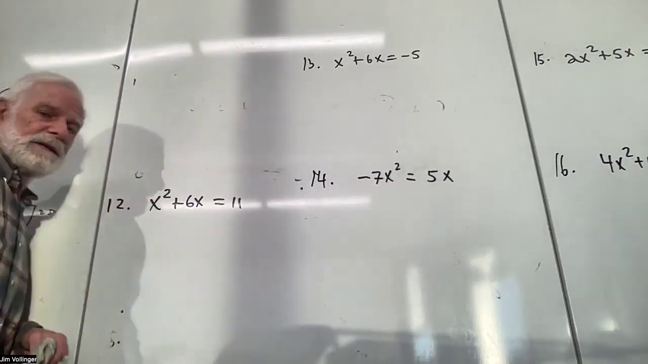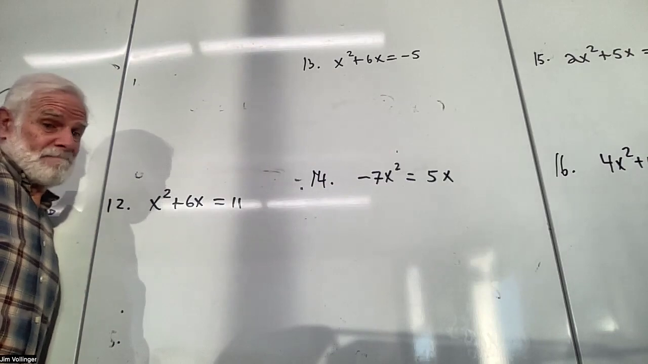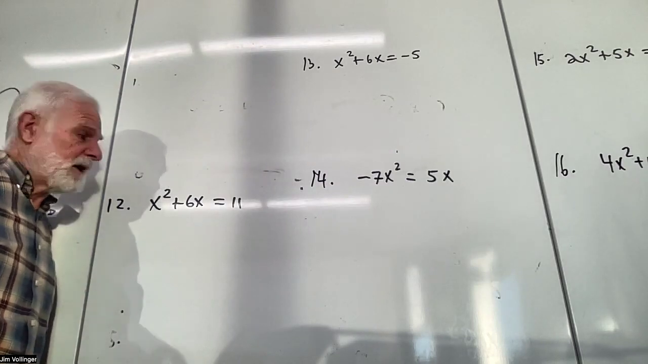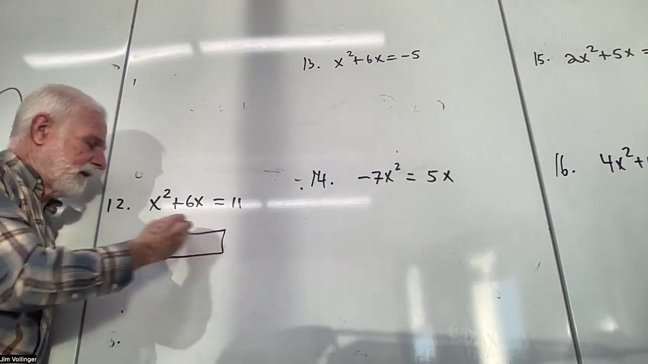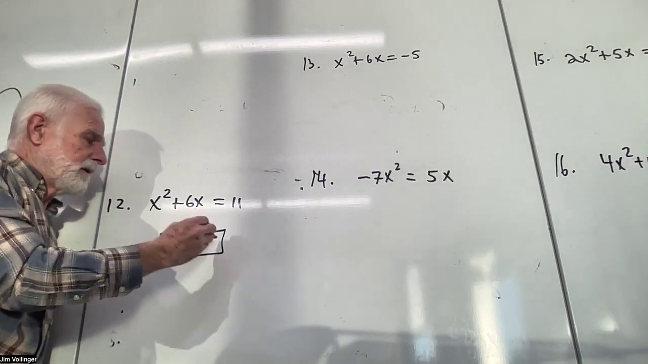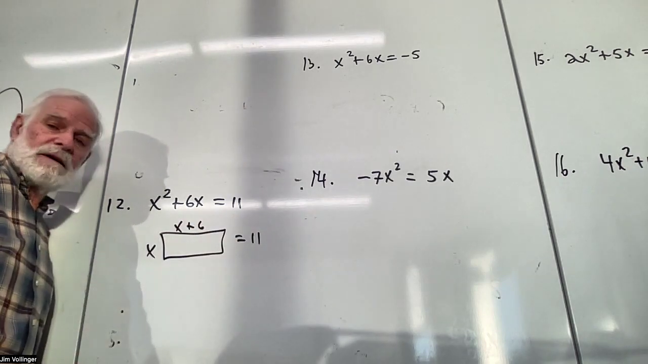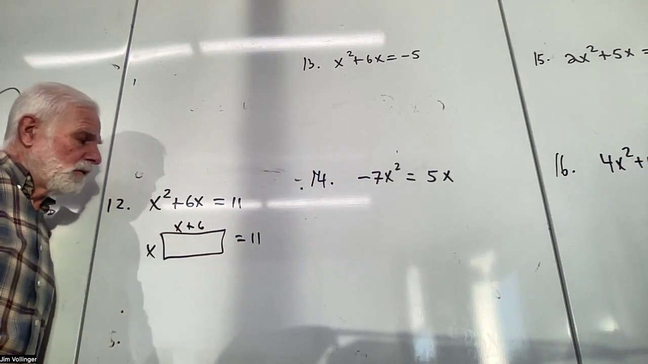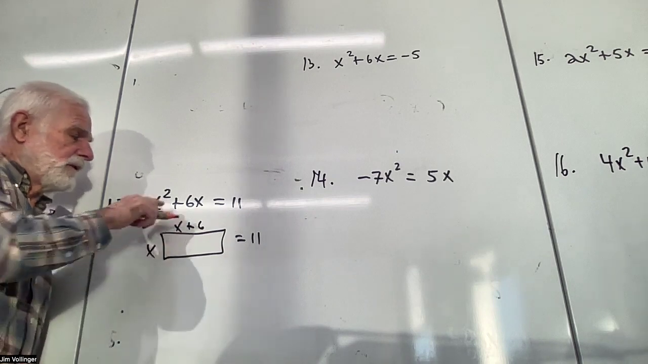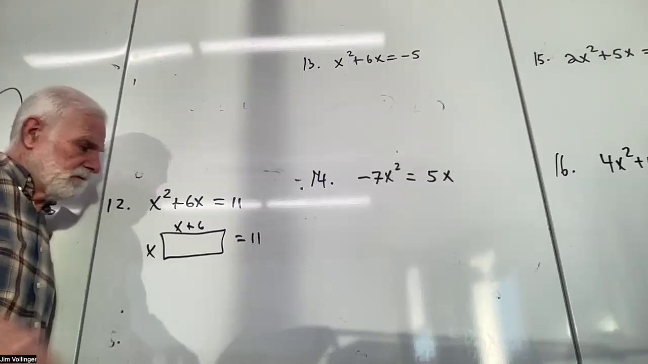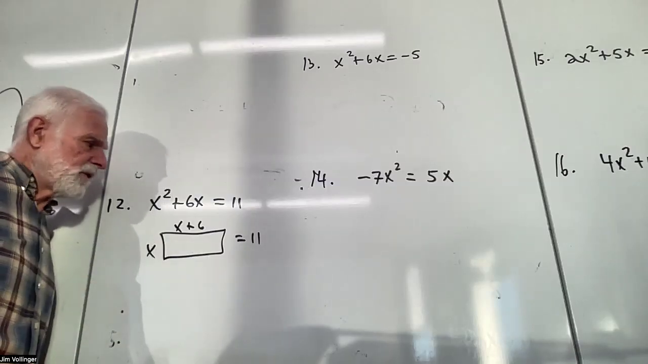X squared plus 6x equals 11. Wow. I can't factor that. I can't draw it. I mean, I can draw this. That's a rectangle: x times x plus 6 equals 11. Jeez, this is a tough one. So what do we do? Well, we've got to use inverse operations. And what's the inverse of squaring? Square rooting. And this isn't a square. So let's turn it into one.